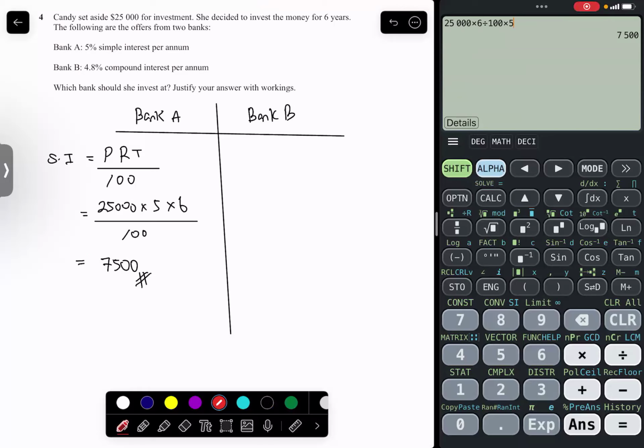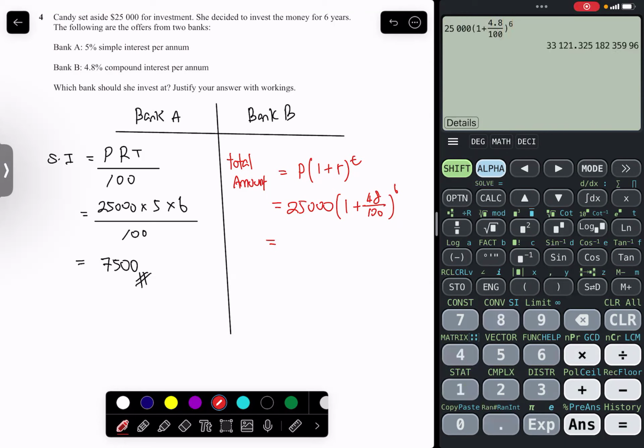Now, for compound interest, the formula is to calculate a total amount. This formula is given to us. It's P bracket 1 plus R to the power T. So if you put in the numbers, 25,000 bracket 1 plus the rate, 4.8 over 100, to the power of 6. So that is 33,121.33. Round off to two decimal places because this is money.